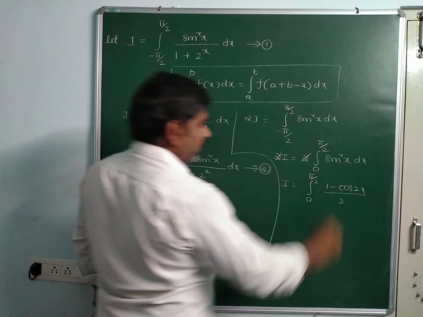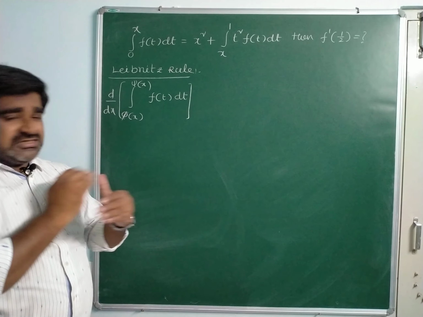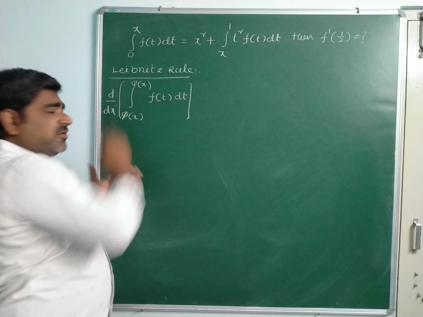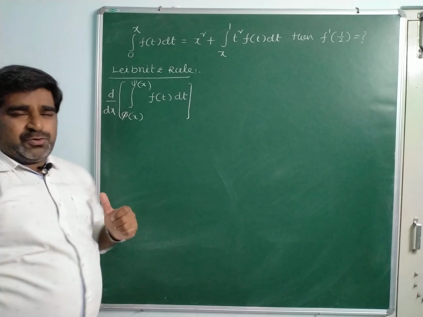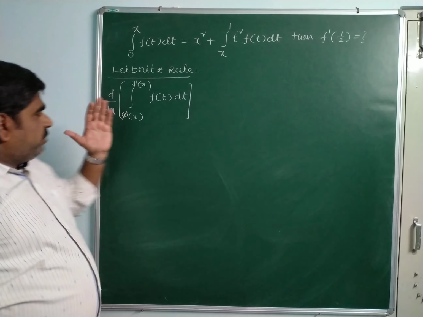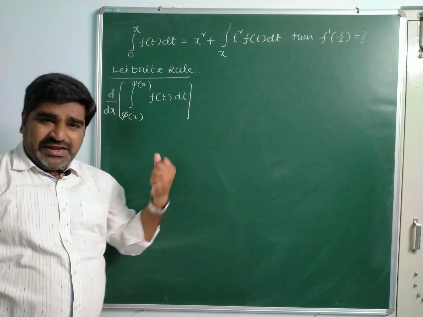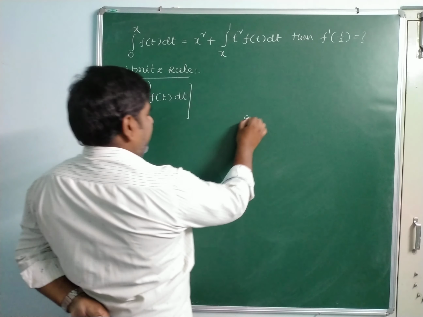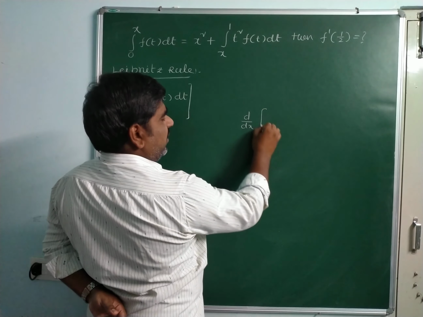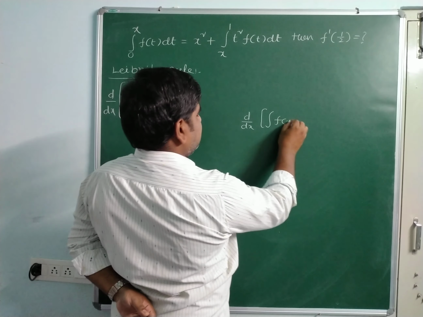So now I am going to differentiate this definite integral with respect to x. Why? Because here the limits are in terms of x, so you have to differentiate with respect to x. That is the process of the Leibniz rule. If the limits are in terms of y, you have to differentiate with respect to y. So d by dx of integral phi of x to psi of x of f of t dt.